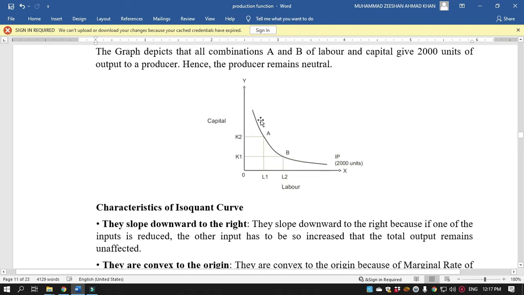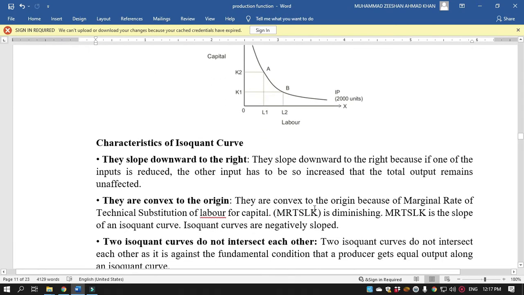You can see that it is not a straight line, it is a bit convex to the origin, and this is because of the diminishing marginal rate of technical substitution, of labor for capital. Marginal rate of technical substitution of labor for capital means we are increasing the number of labor by reducing, on the other side, the number of capital.